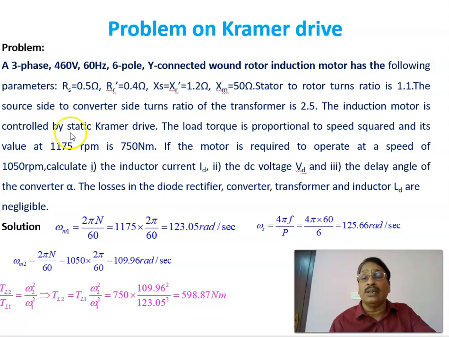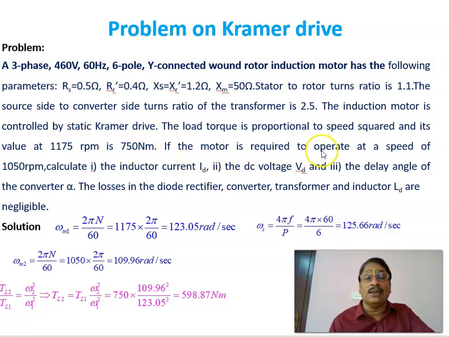The induction motor is controlled by static Kramer drive. The load torque is proportional to the speed squared, and its value corresponding to 1175 RPM is torque equal to 750 Newton meter.